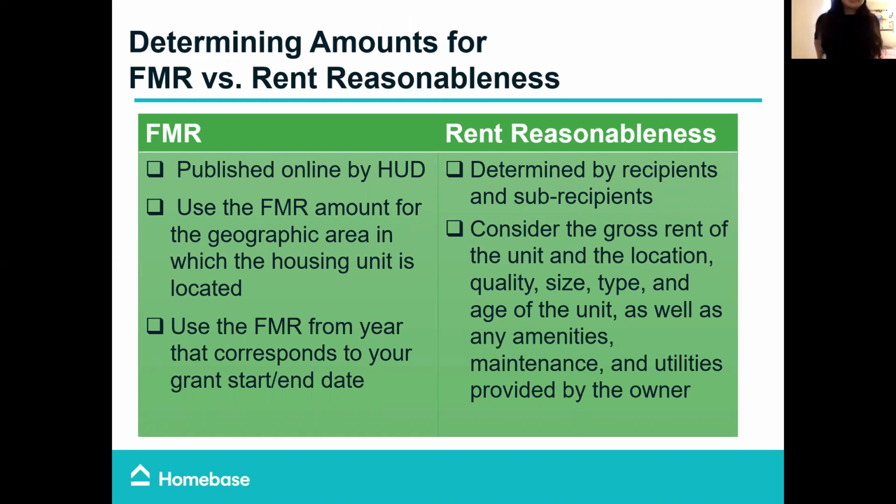So now we'll just remind ourselves of a couple of things. FMR is published online by HUD for corresponding geographic areas, and the FMR numbers are updated annually, so you want to make sure that you're using the correct FMR numbers that correspond to your grant start and end date. Rent reasonableness is determined by recipients and subrecipients, and when considering gross rent, you want to take into account the unit type, location, the condition of the unit, and the utility and amenity offerings. Next slide, please.